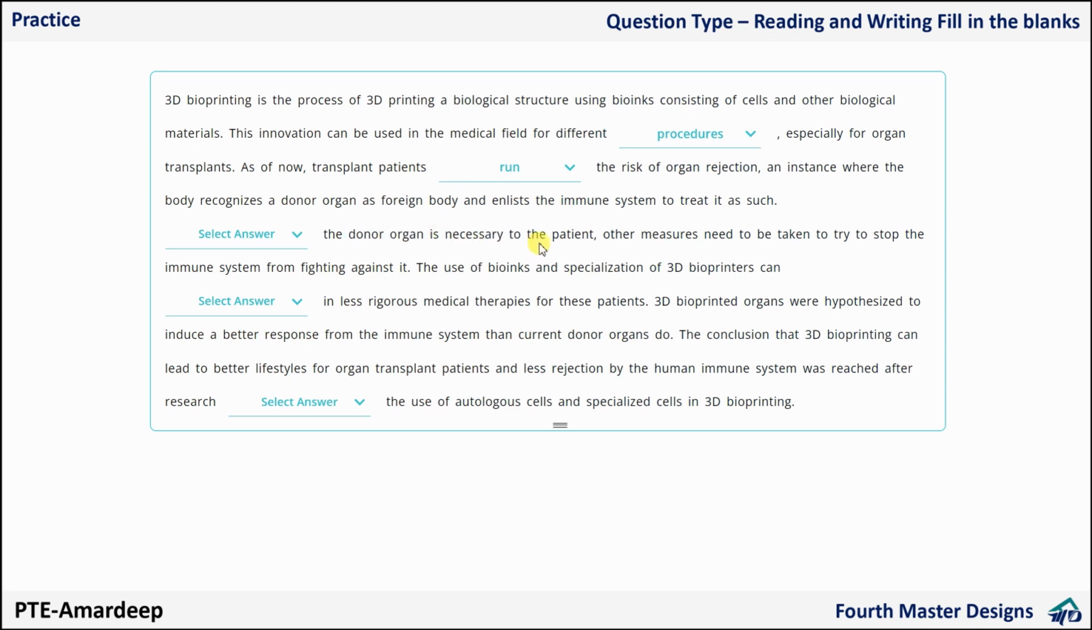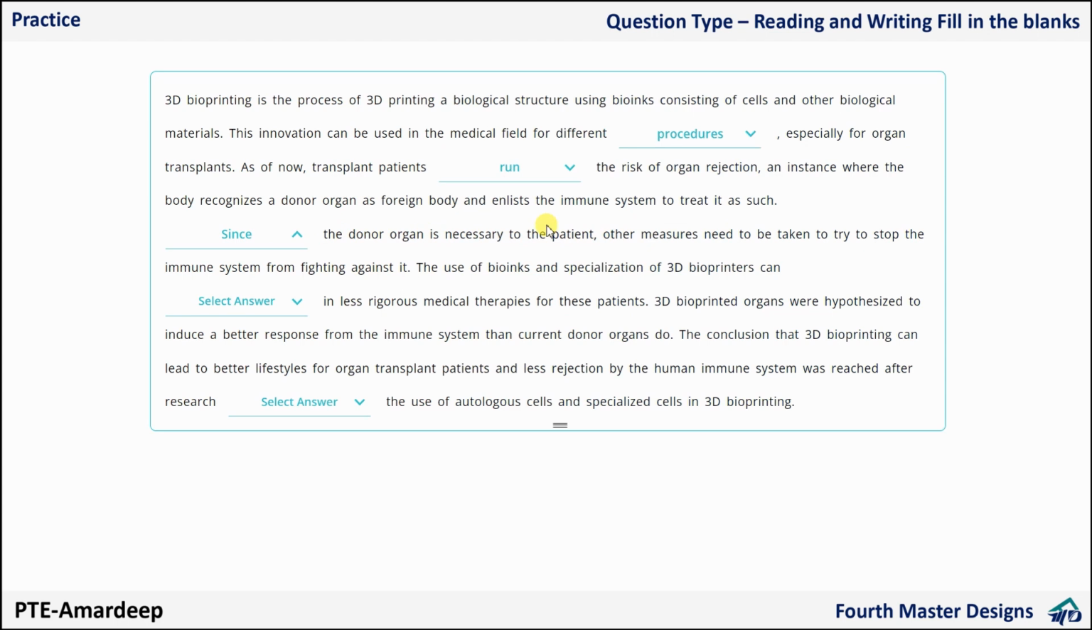The donor organ is necessary to the patient. Other measures need to be taken to try to stop the immune system from fighting against it. The options are then, since, why, how. Which do I go with? Then the donor organ necessary. Okay, there is a comma here. Now, when you have a comma, then you go with what? Since. Since the donor organ is necessary, other measures.